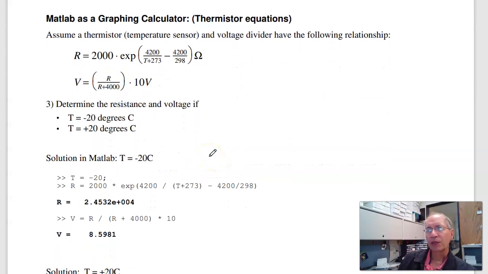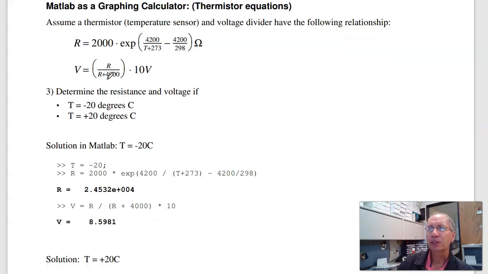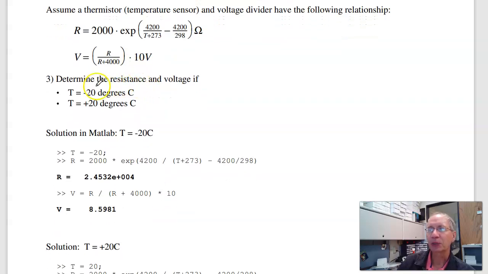MATLAB can be used as a graphing calculator. For example, if I have a thermistor where the resistance varies with temperature and a voltage divider where voltage varies with resistance, I can plot and do calculations. So for example, if you just want to know a single point, like at minus 20 and plus 20 degrees Celsius, I just plug it in.